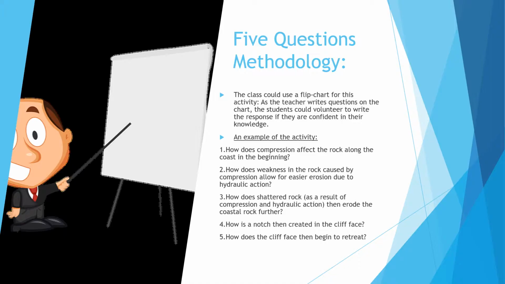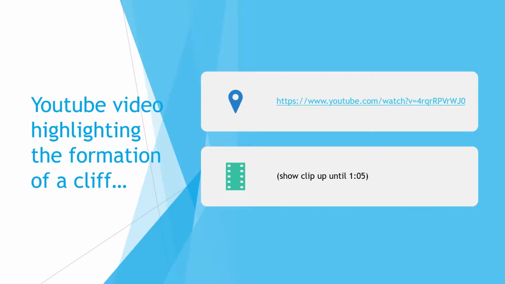The 5 questions methodology would also be very useful in this case. An example of this methodology is outlined here on this slide, and it would be a good one to ensure that students of different learning styles and abilities are being catered for as you're using more than one methodology to teach about the topic. The clip linked here could be used as a visual or oral methodology to teach about the formation of a cliff to accommodate for the range of learning styles in the room.